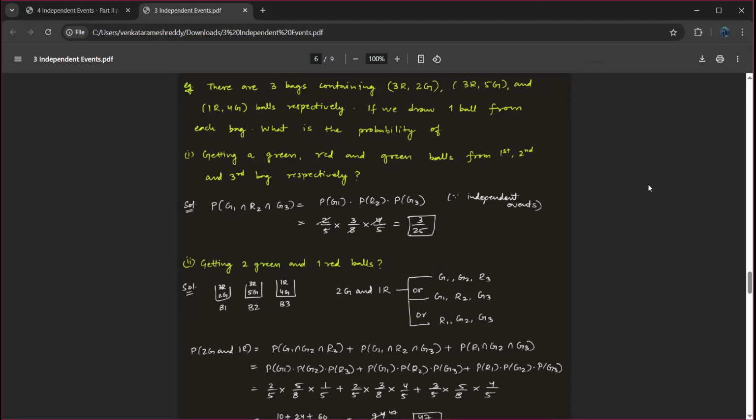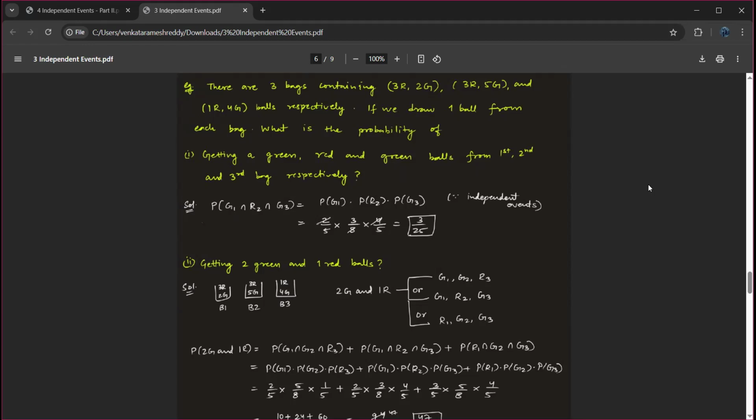It means B1, B2, B3 are the three bags, and those three bags are independent of each other because they will not affect each other. That's why they are independent. Suppose we draw one ball from each bag. So from each bag we are drawing only one ball.